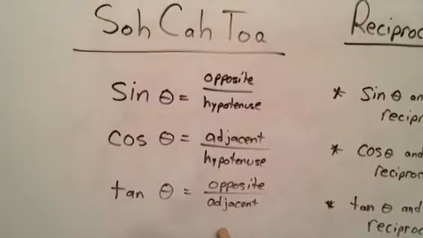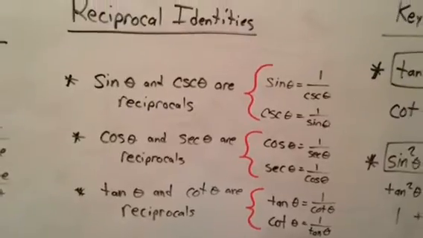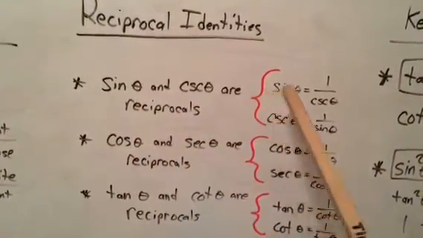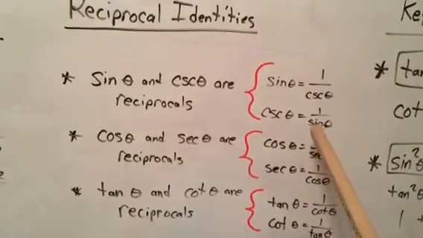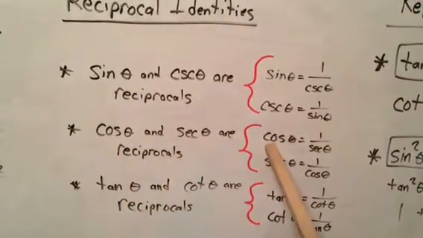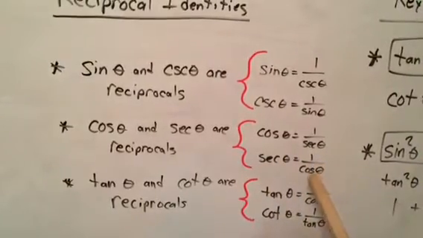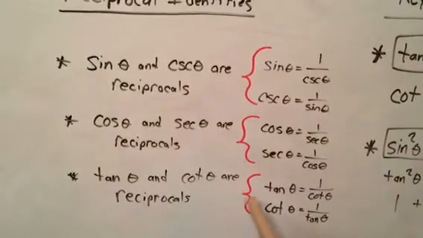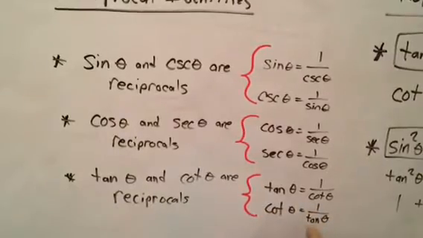The reciprocal identities: we know that sine and cosecant are reciprocals of each other. Sine is 1 over cosecant. Cosecant is 1 over sine. Secant and cosine are reciprocals of each other. Cosine is 1 over secant. Secant is 1 over cosine. Tangent and cotangent are reciprocals of each other. Tangent is 1 over cotangent. Cotangent is 1 over tangent.